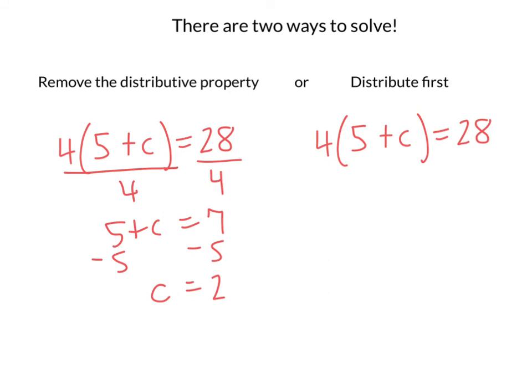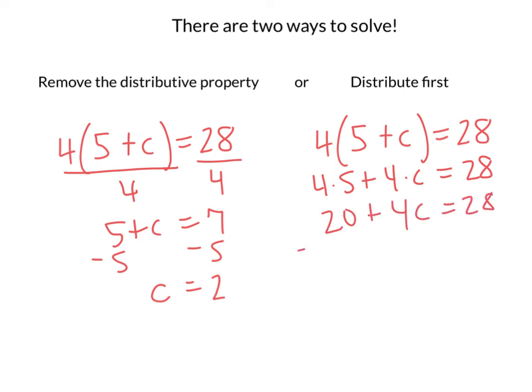And now if we distribute first, we're going to do 4 times 5 plus 4 times C is going to be equal to 28. So that's going to be 20 plus 4C equals 28. Now we have to subtract 20 from both sides of the equal sign. So 4C is equal to 8. We have to divide both sides of the equal sign by 4. So C is equal to 2.